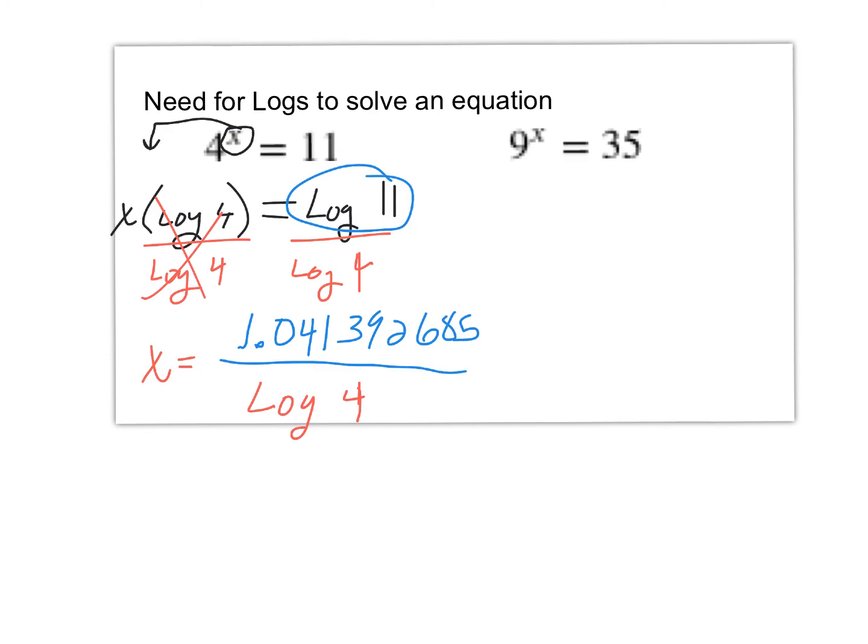So now, once you have this on your calculator, do not clear this answer from your calculator.